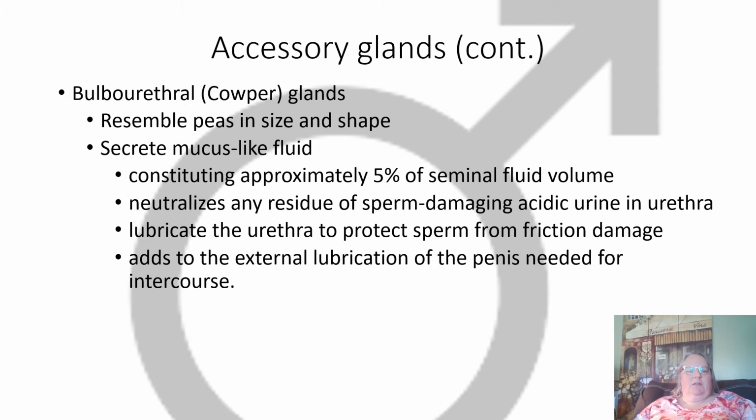Another accessory organ is the bulbourethral gland, and it's so much easier to say Cowper. It resembles a pea in size and shape. It secretes a mucus fluid that makes up approximately 5% of the seminal fluid volume. And I would take special note of these percents because you're going to see them again.